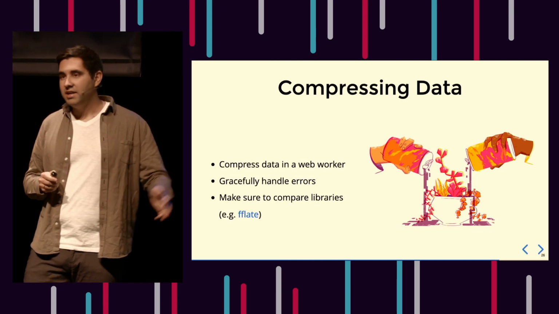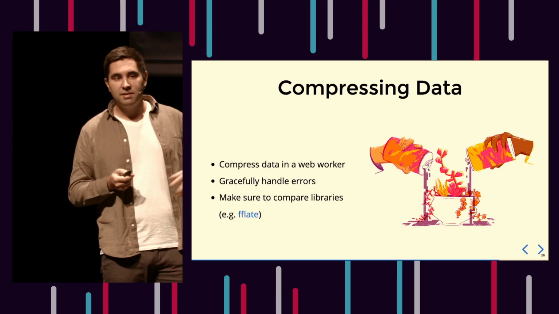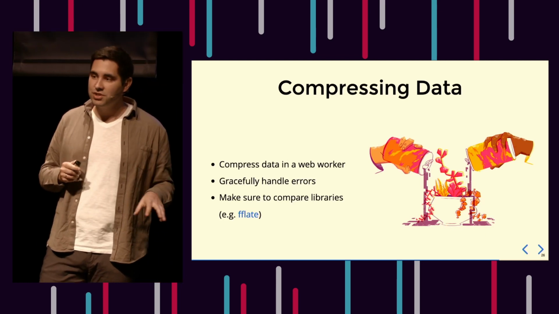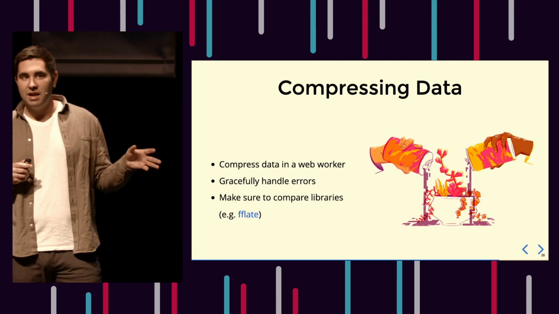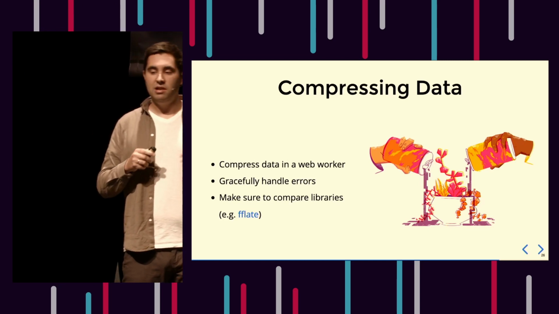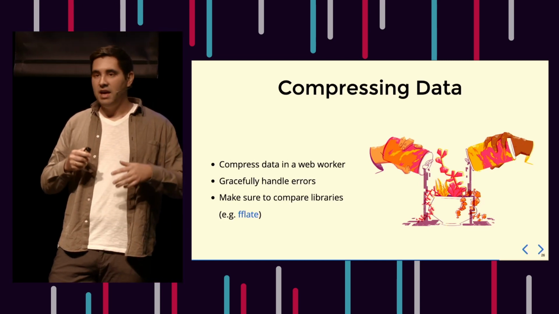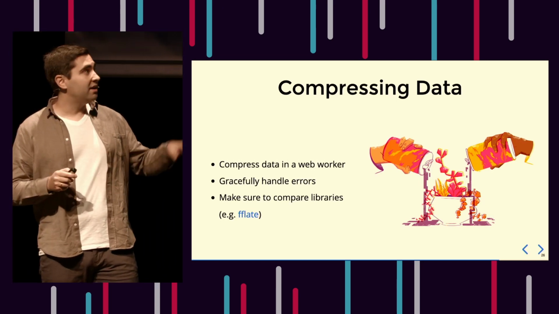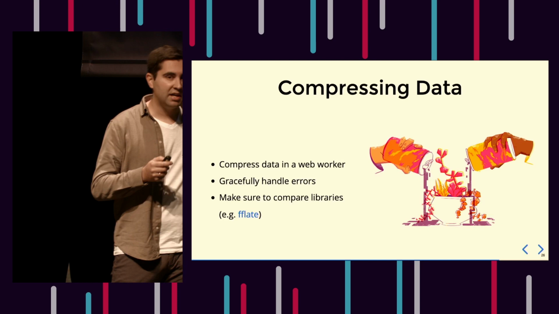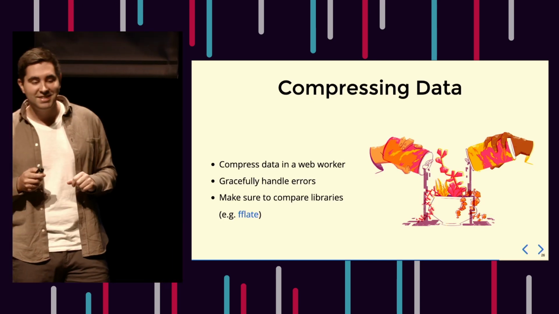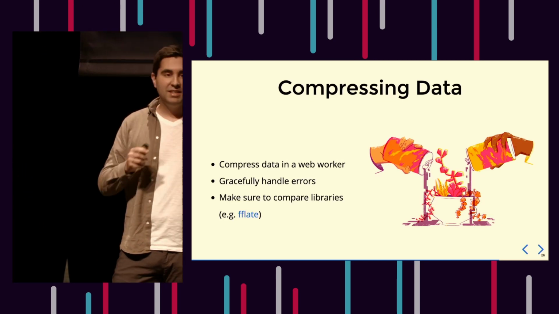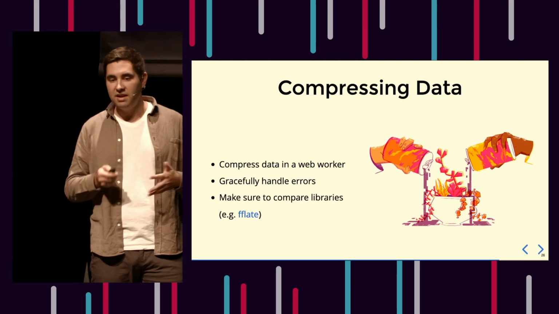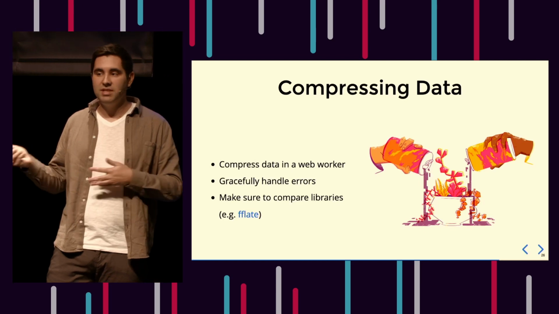One last thing before I dive into how to set up such compression with a web worker is that if you want to do compression, make sure to compare the libraries that exist to do that, because there are a lot of libraries to do that. And they vary a lot in functionality and bundle size. We ended up using fflate, I don't know if you pronounce it like this, which works quite well. But if you do that, make sure to look at different options, because maybe not everything that a library offers is something that you actually need.